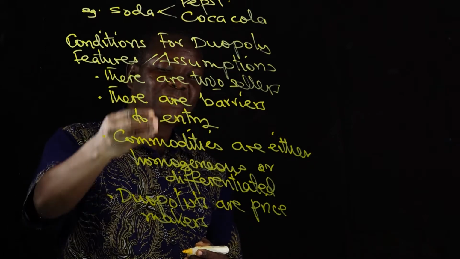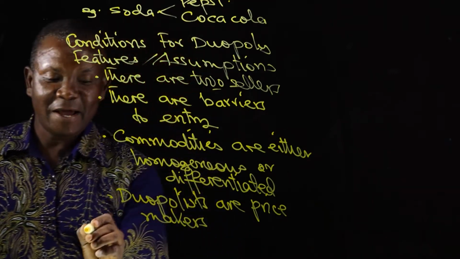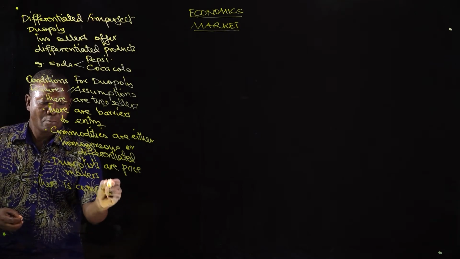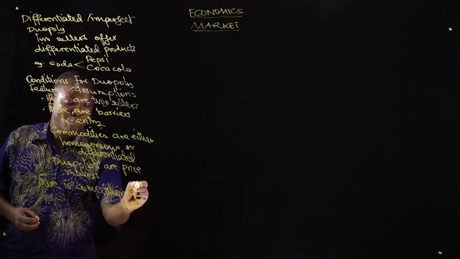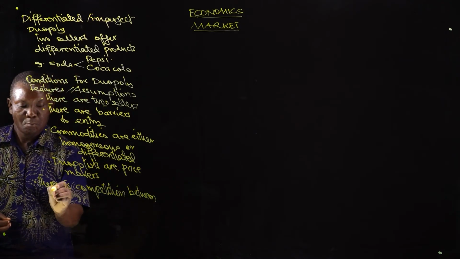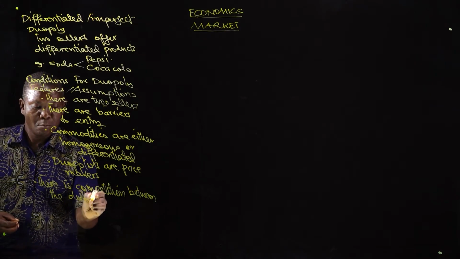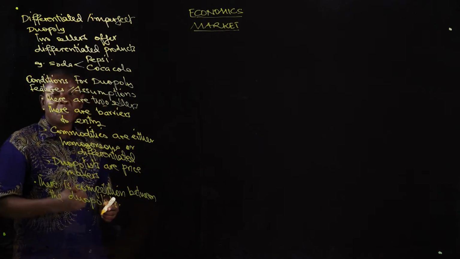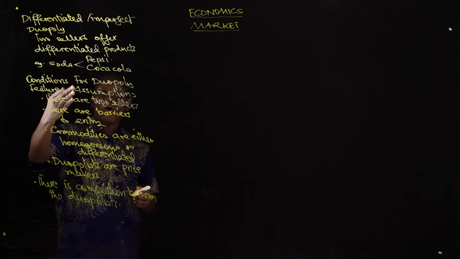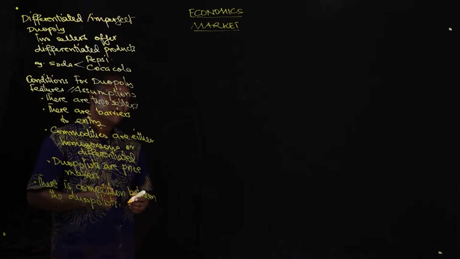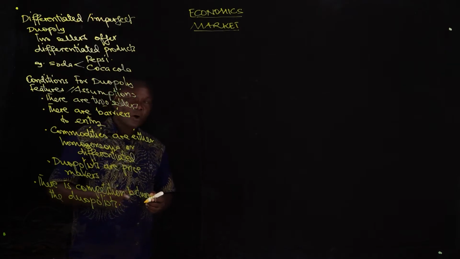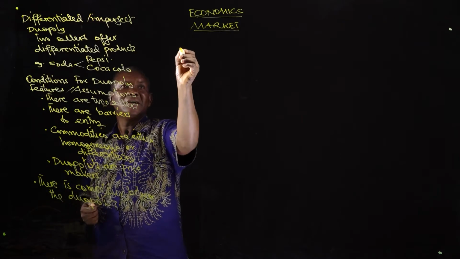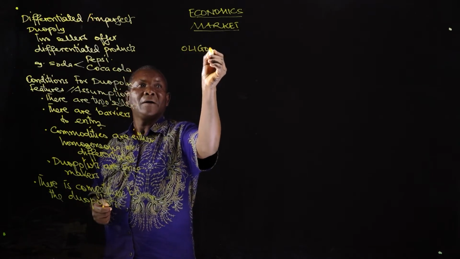And there is always competition between the two suppliers. There is competition between the duopolists. This is all about duopoly, my dear students. So we move to another market structure, which is the last to discuss in detail, and it is all about oligopoly.